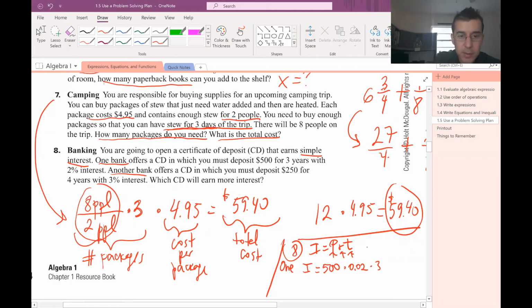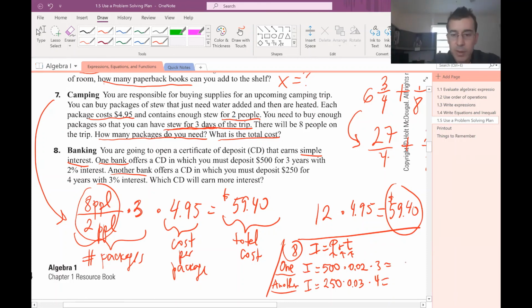Another bank offers a CD in which you must deposit $250 for 4 years with 3% interest. Which CD will earn more interest? Okay, so we have to compare the first bank with the other bank and then see which one earns more interest. So the second one, we have to use the same formula, but different numbers. So P is $250, T is 4, and then the interest is 3%, or 0.03. And then we just multiply these and find out which one earns more.